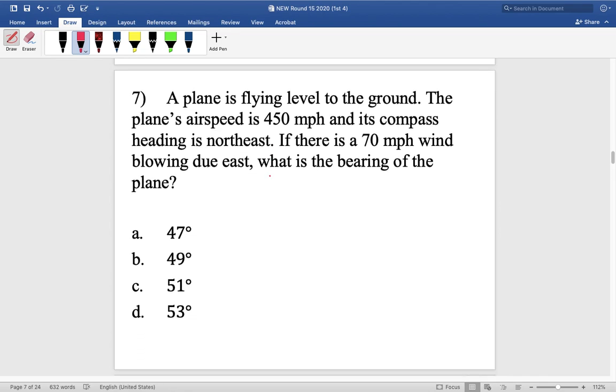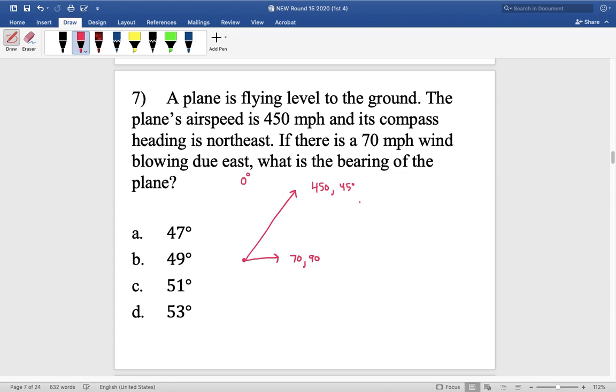Number 7, a plane flying level to the ground. The plane's airspeed is 450. Let me draw a picture of this bearing, and let's call 0 degrees straight north. Well, the plane's flying northeast. That's this direction. If I want to write it as polar coordinates, that's 450 at 45 degrees. And the wind, however, is blowing due east at 70 miles an hour. That would be 90. Well, you can have these two polar coordinates.